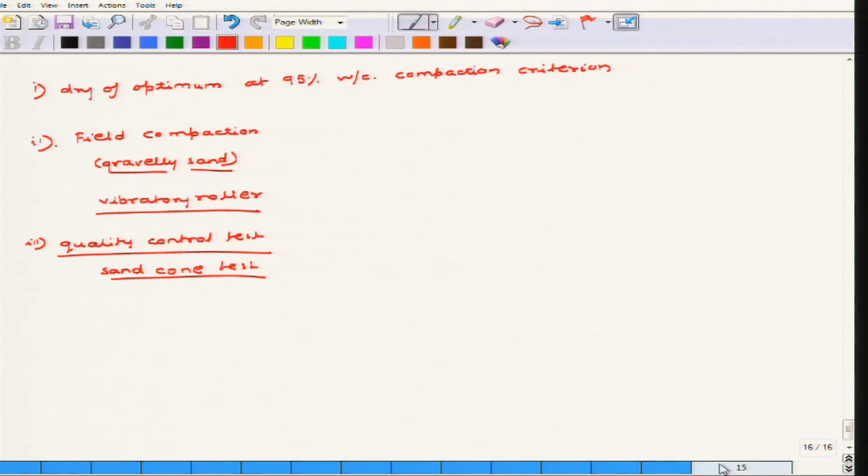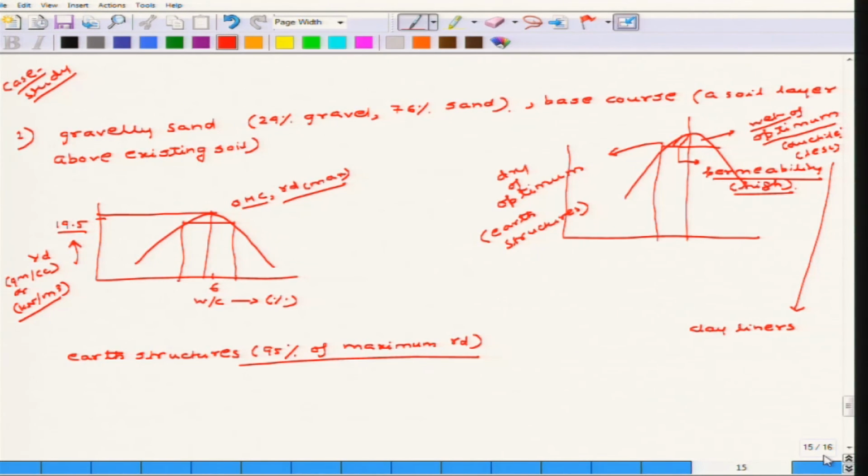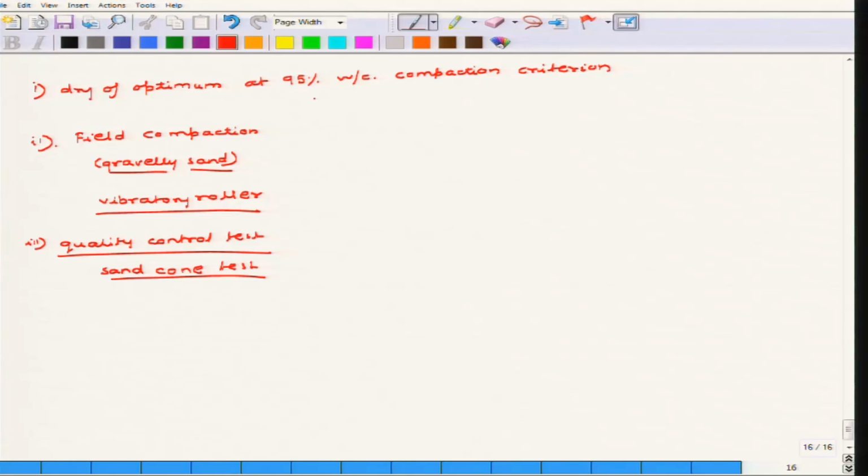So, if a compaction curve is given to you and you are supposed to find out what type of compaction you are going to offer, this is how your judgment should be: depending on the type of soil first, whether it is a coarse grained soil or a fine grained soil, and whether it is a clay liner or an earth structure, you are going to use the dry side of optimum or the wet side of optimum. Here it is a gravelly sand, so we have used the dry side of optimum, and generally it is always specified to use 95% relative compaction. So, that is what I have also said here.